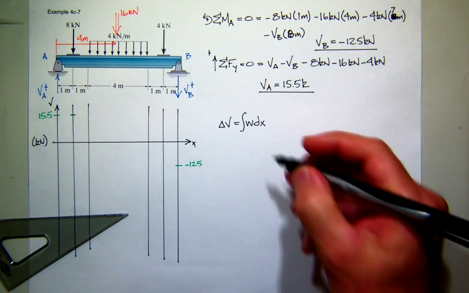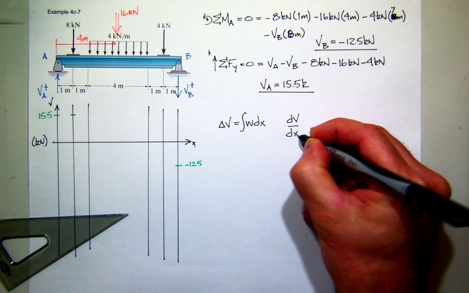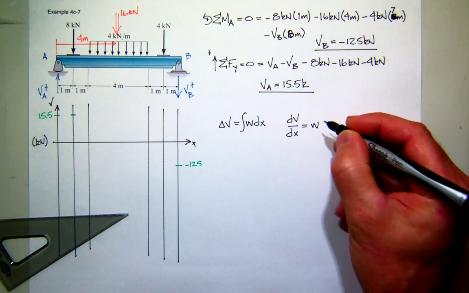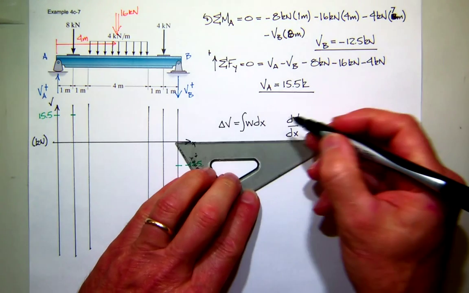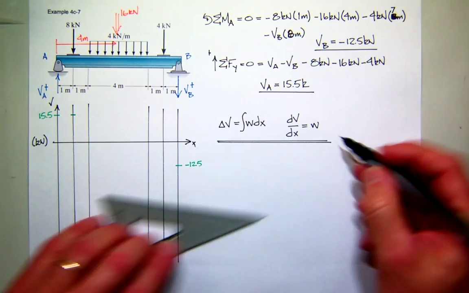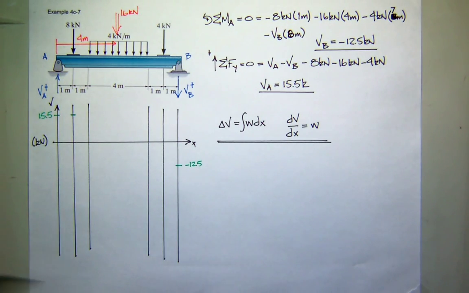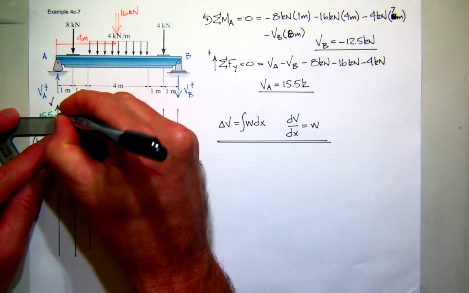And we know the shape because we know that the slope of the shear diagram is equal to the load, right? Those are our two basic relationships. And what is our load over the first meter? 0. So we have 0 slope. So we have constant shear.